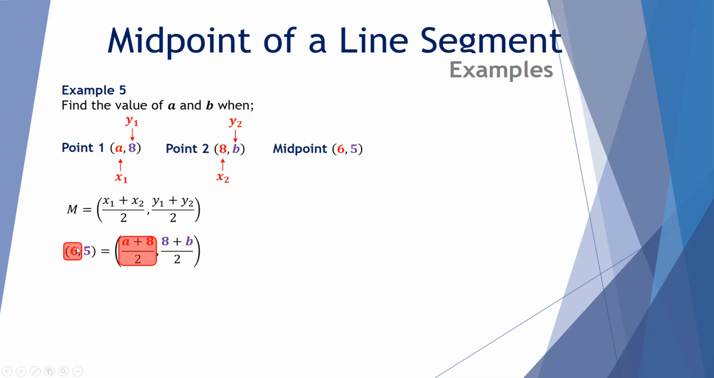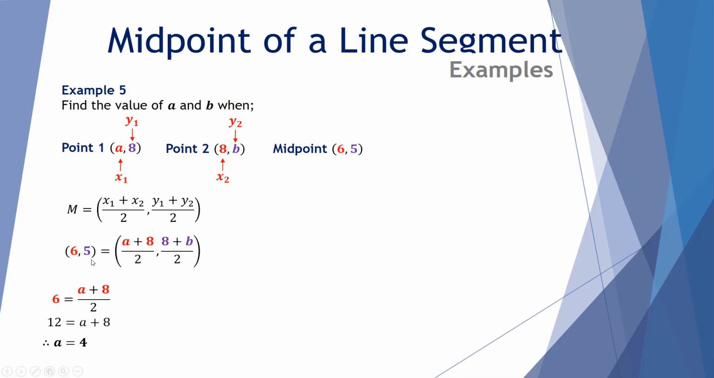So we know that the coordinate 6 in our midpoint comes from this particular fraction before the comma. So 6 is equal to (a plus 8) over 2. Let's multiply both sides by 2 to get rid of the denominator. That gives me 12 is equal to a plus 8. What number plus 8 gives me 12? a equals 4. We've found the solution for point 1, a equals 4.